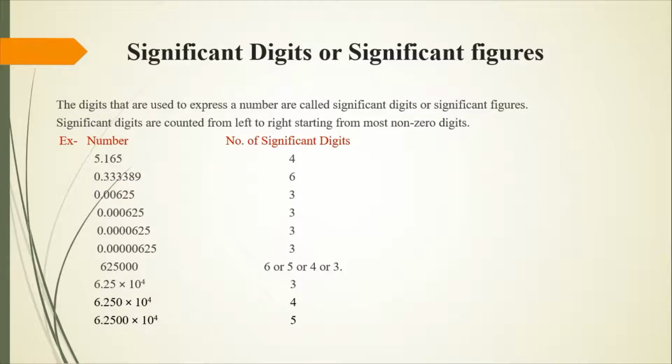Significant digits or significant figures. The digits that are used to express a number are called significant digits or significant figures. That is, how many digits in the number have meaning. Significant digits are counted from left to right, starting from the first non-zero digit. These are some examples of significant digits.